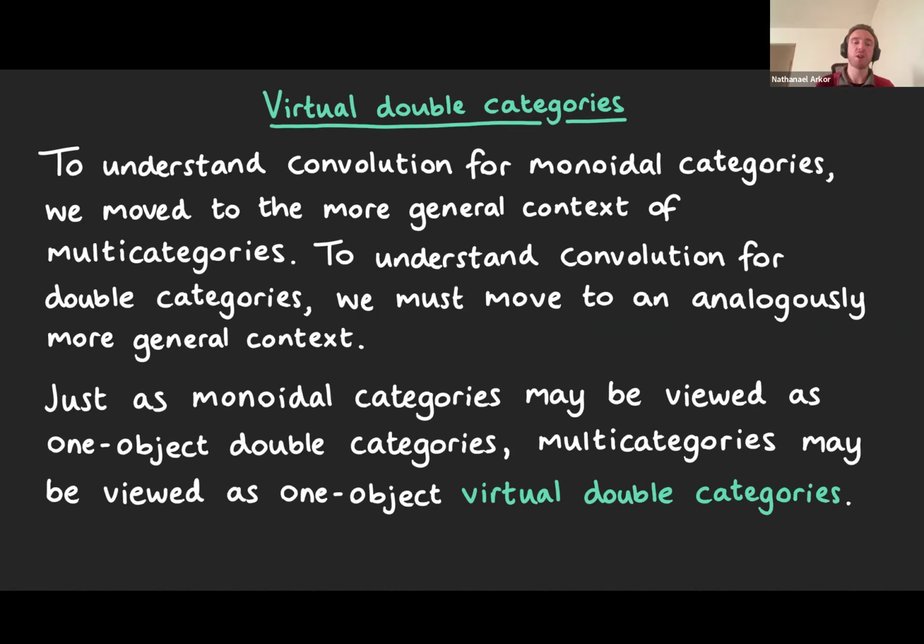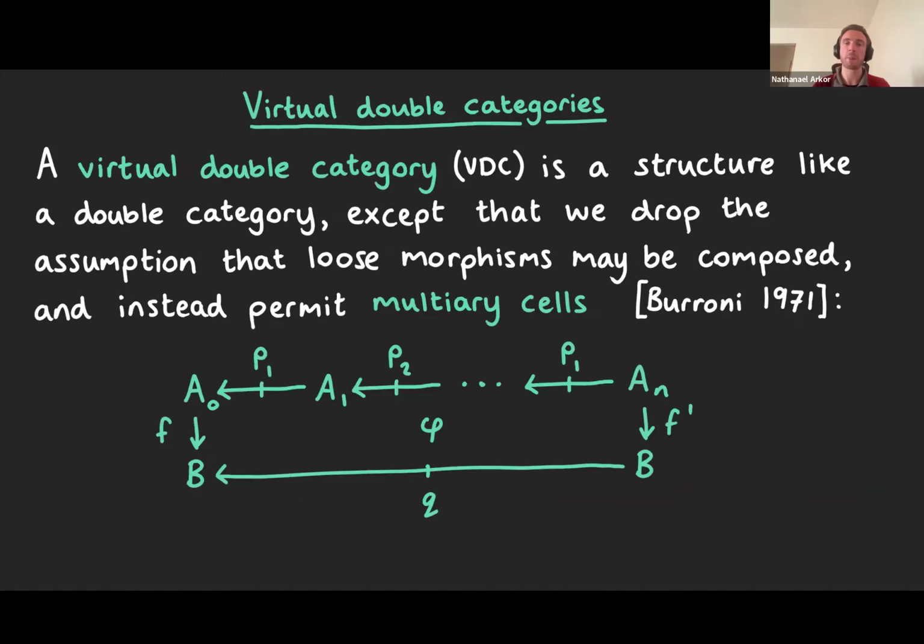So if we are viewing monoidal categories as one object double categories, what structure recovers multi-categories when we restrict to the one object structures? Well, these turn out to be exactly the concept of a virtual double category. So let me tell you what those are, for those of you who have not come across them before.